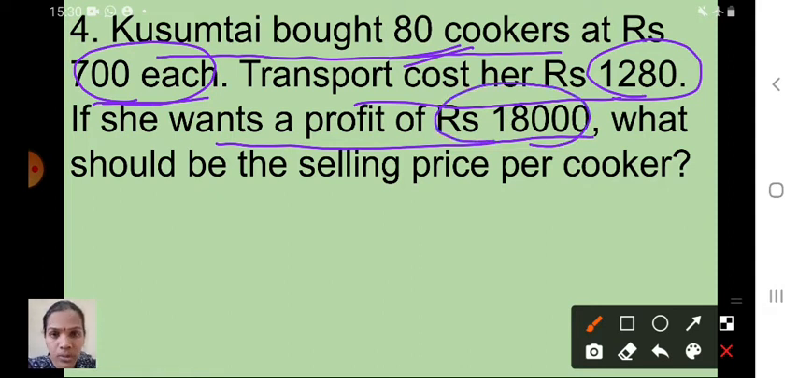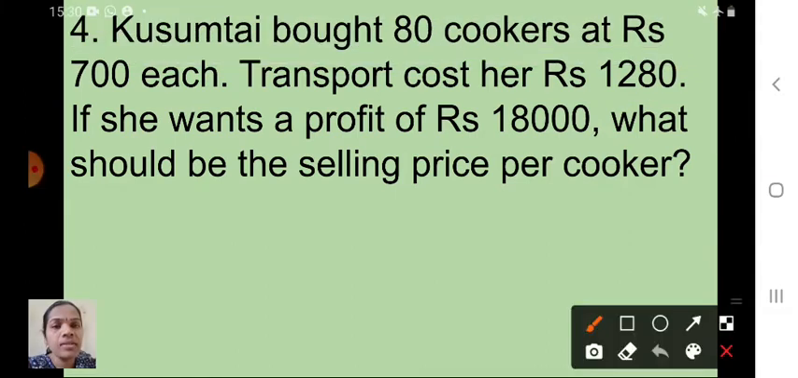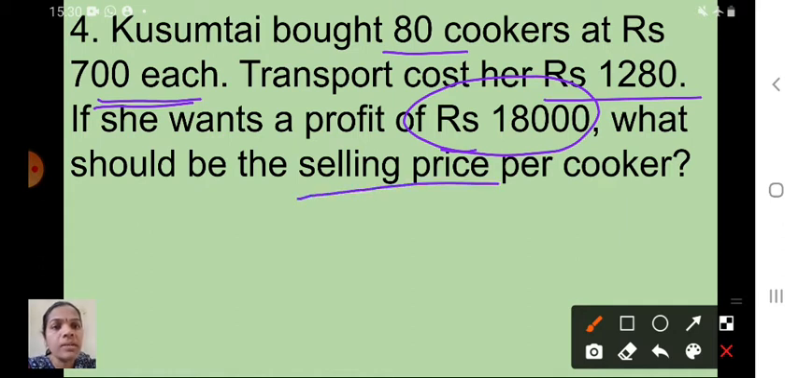selling price per cooker? So children, see here, total number of cookers is 80, cost price of each cooker is what? 700. Okay, transport cost is what? 1,280 rupees. And she wants a profit of 18,000 rupees. And your question is the selling price we have to find. That means the selling price per cooker we have to find.